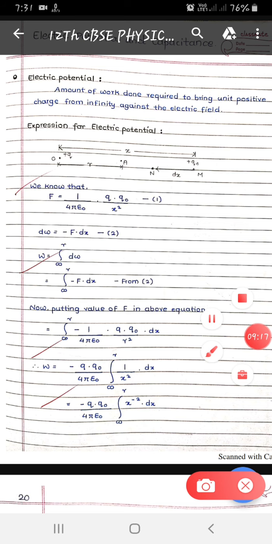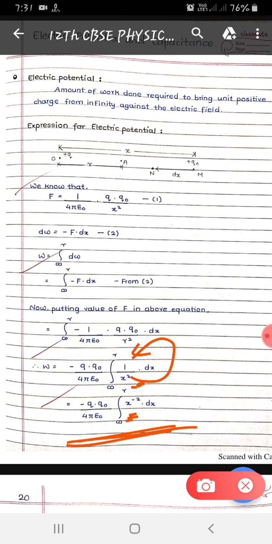Now this 1 upon x square we can write as x raised to minus 2. Taking 1 by x square to the numerator, the x raised to plus 2 becomes x raised to minus 2 dx. Hope up to this step it is very clear to all.